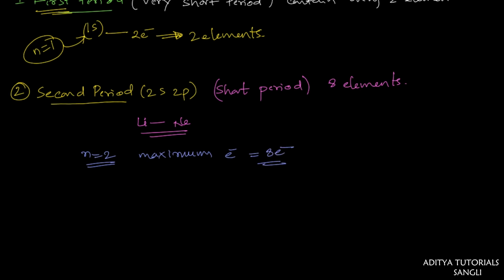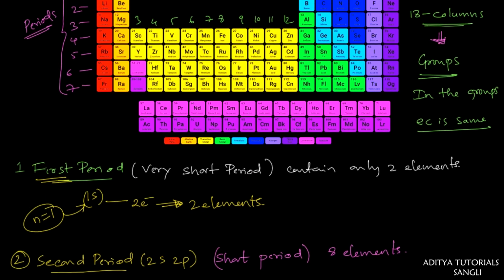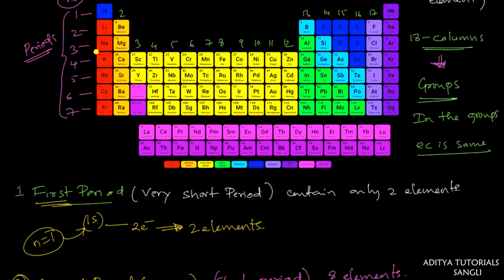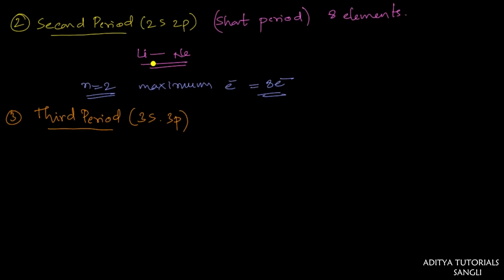Okay, and then we move to the next one, that is the third period. In the third period, the electronic configuration is 3s and 3p. In this you can notice how many elements there are. Starting with sodium, 1 2 3 4 5 6 7 8 elements are there. Again there are 8 elements like in the second period, and therefore I'm going to write here that it is a short period.